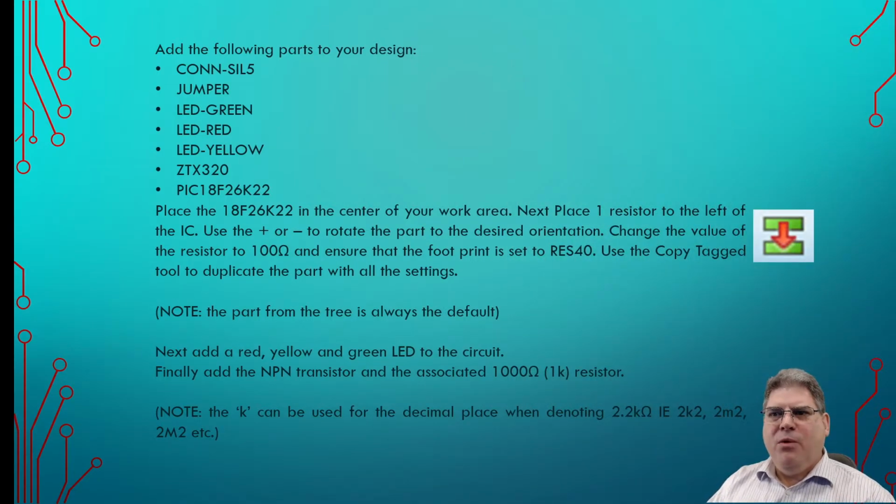Okay, so the next thing that we want to do is start to import a bunch of parts. We're looking for our Consil 5. We're looking for the jumper. We're looking for the 3 LEDs, so red, green, and yellow. We're looking for a transistor called a ZTX320. And of course, we want our microprocessor, which is a PIC 18F26K22. So we're going to bring all of those parts in, and follow along as I assemble it for you.